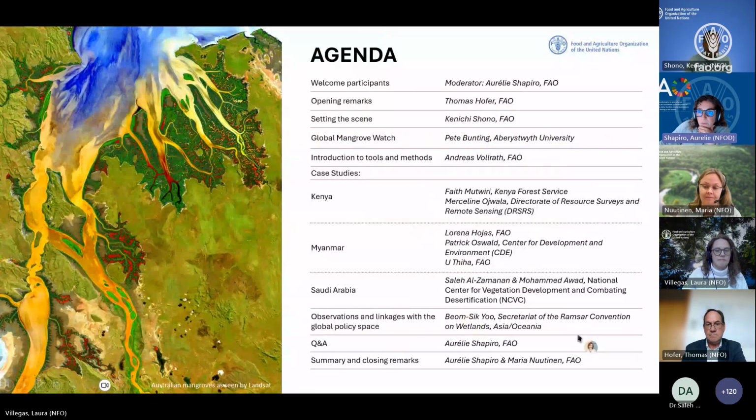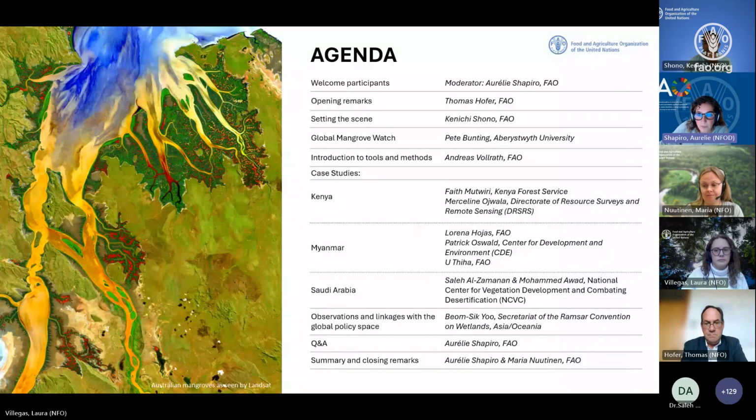So I'll just briefly discuss the agenda. We'll have opening remarks from Thomas Hofer at FAO. Ken Shono will set the scene in terms of where we are, what is the importance and drivers behind the need to monitor mangroves. Next, Andreas Vollrath from FAO will present some of the FAO developed tools, notably from Open Forest Toolbox and CPAL on how to map and monitor mangroves. And this will be followed by several case studies.